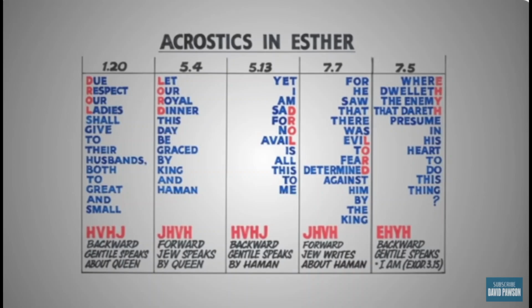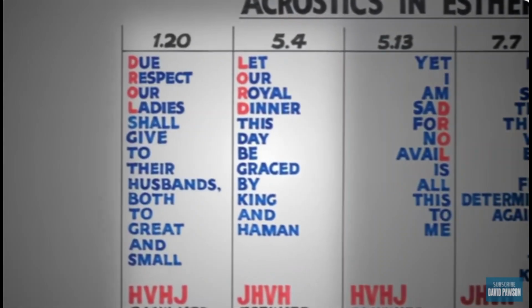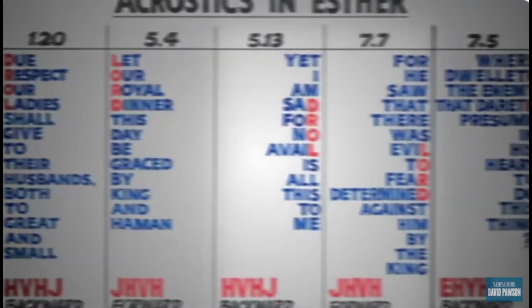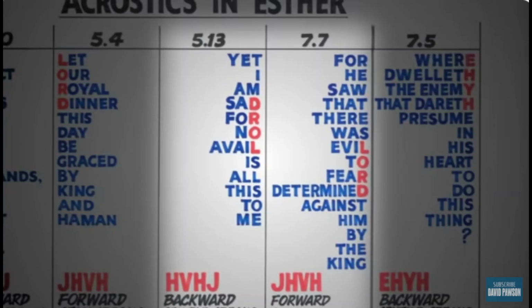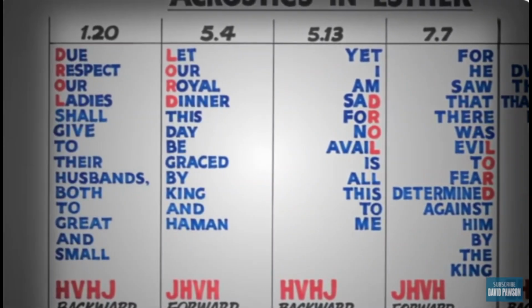It's a very skilled literary device, and it can be used to convey coded or secret messages. Now, in the book of Esther, there are 5 acrostics, and the first 4 follow a remarkable pattern. Chapter 1, verse 20, chapter 5, verse 4, and then verse 13, and chapter 7, verse 7. Now, the first 2 use the first letters of 4 consecutive words, whereas the second pair use the last letters. Then there's another interesting point. The first acrostic is backwards, the second is forwards, the third is backwards, and the fourth is forwards.